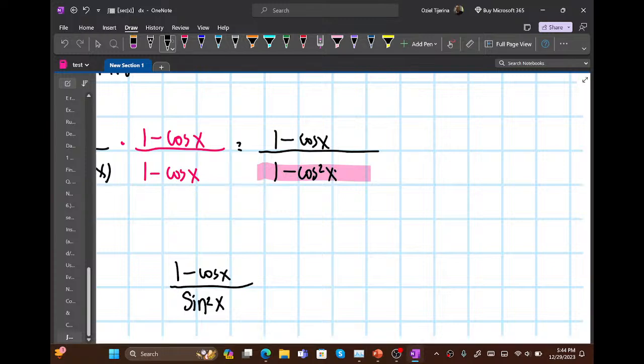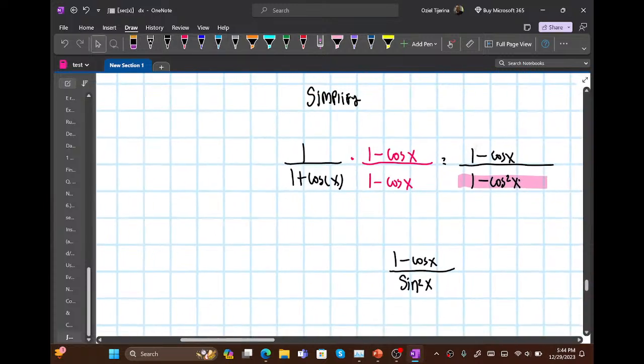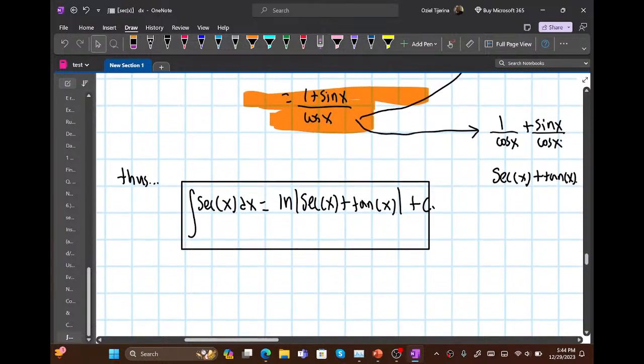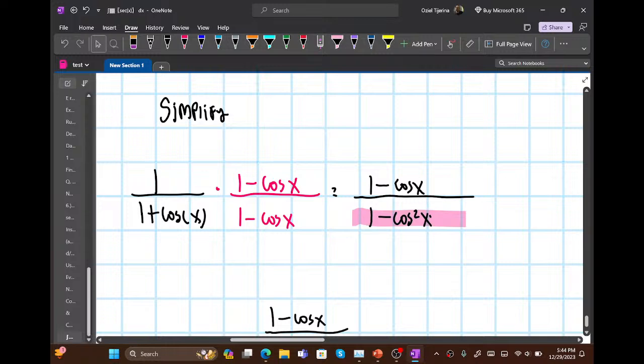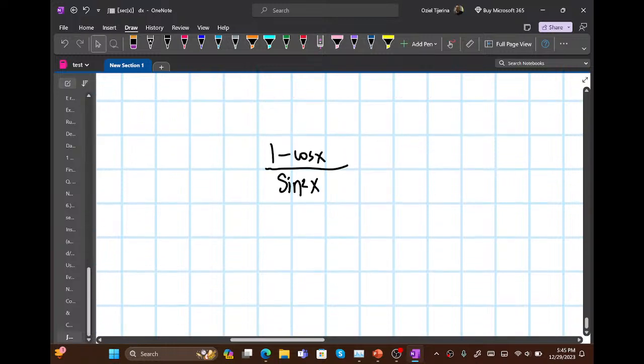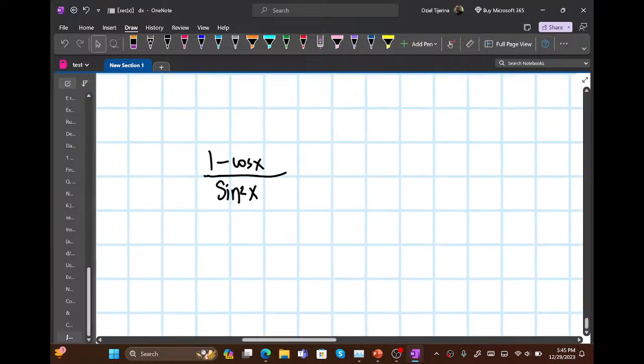You said 1 over 1 plus cosine, right? Or I'm sorry, yeah, 1 over 1 plus cosine. Is that what you said earlier? To do the integral of that, right? I think that's what you said. I have a terrible memory. Yes, you did. Alright.